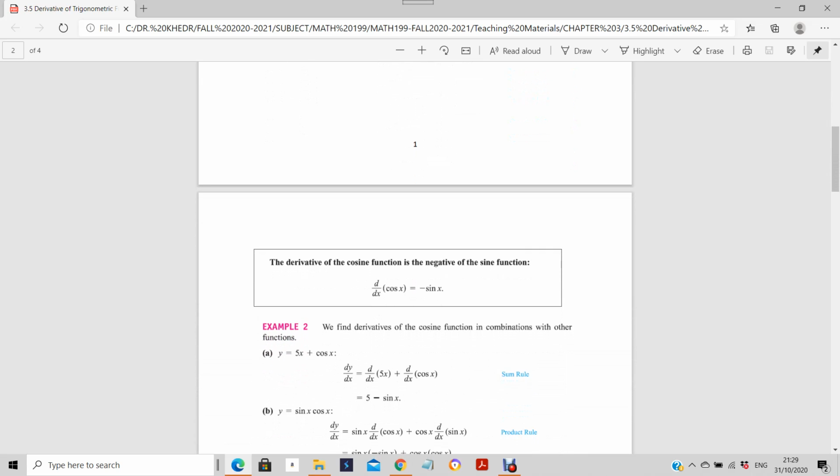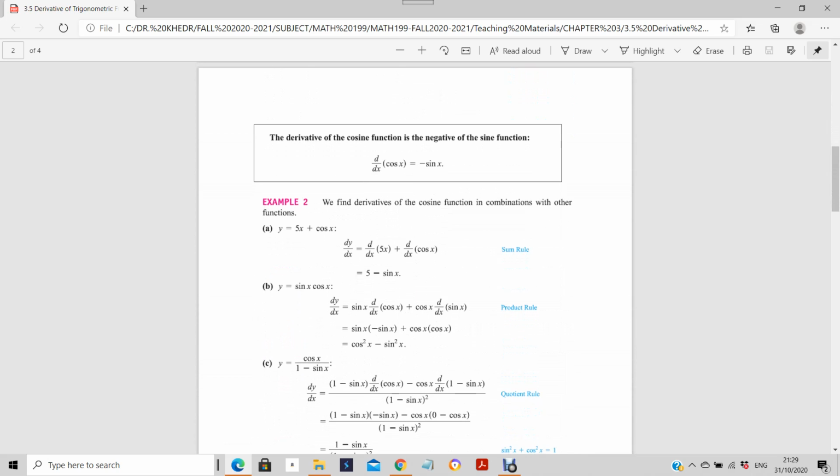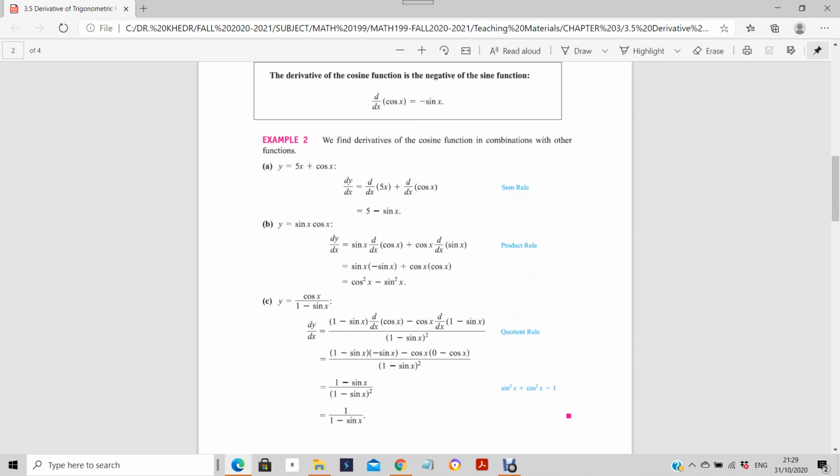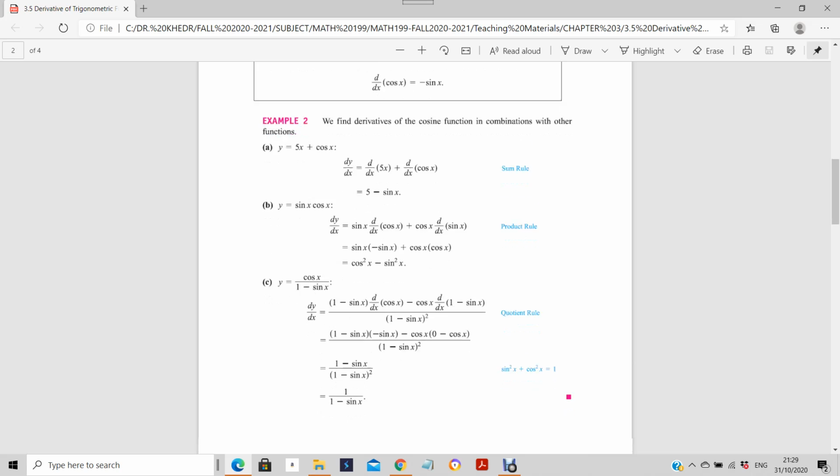The next trigo function is the cosine function. The derivative of the cosine function is the negative of the sine function. So d by dx of cosine x equals minus sine x. Here we have some examples also. If we want to find the derivative of y equals 5x plus cosine x, then we have to differentiate 5x plus the derivative of cosine x, which is minus sine x. The derivative of 5x is 5, and the derivative of cosine x is minus sine x. So the final answer will be 5 minus sine x.